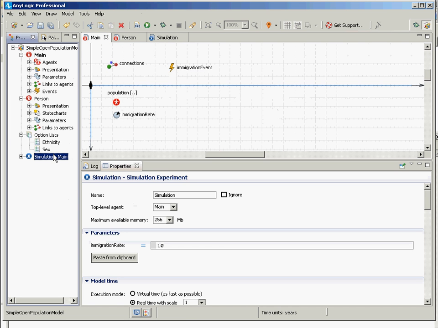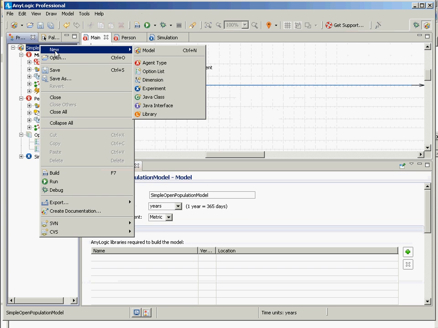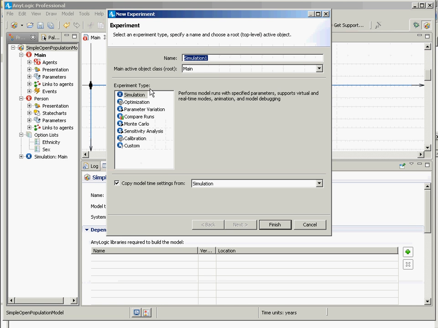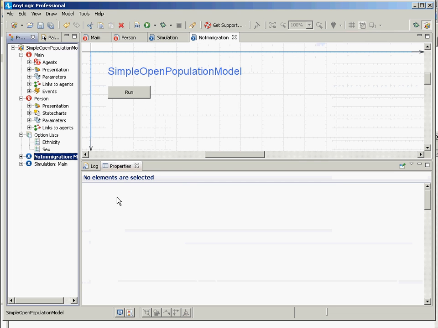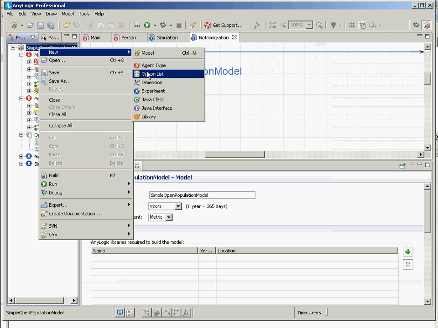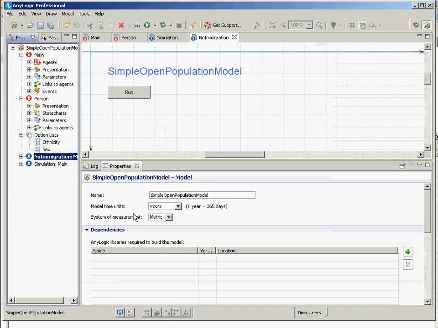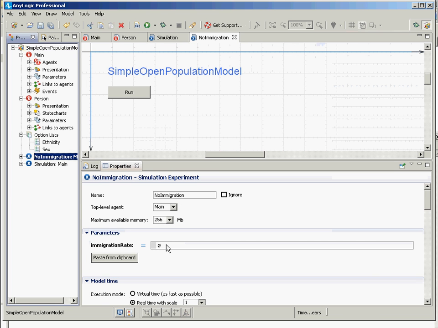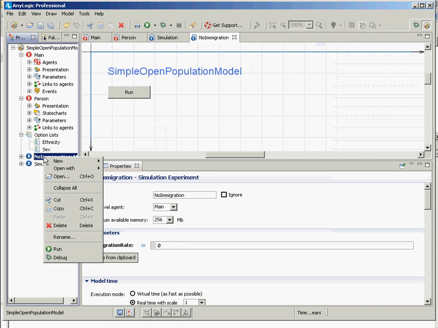Yeah, we could just set it to 0. So let's add a new experiment. Let's not just change the same experiment. Let's add a new experiment, no immigration, and then let's set the immigration rate to 0. How did we do that? We added a new experiment, we called it no immigration, and set the immigration rate to 0. And that will let us see more clearly the babies being born.